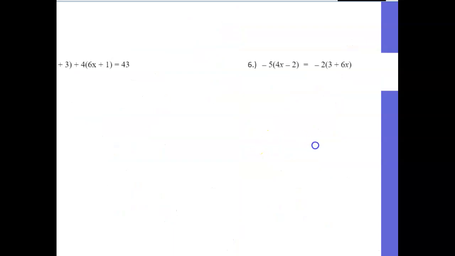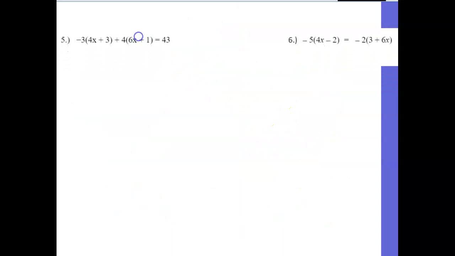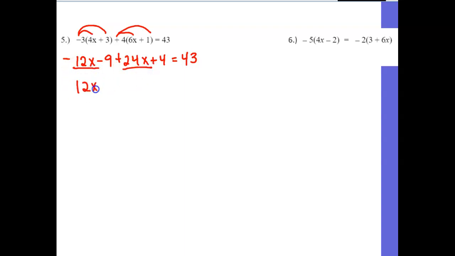Okay, again, this is a little off with the lining up. There we go. I'm going to start in this case by distributing twice. So I get negative 12x minus 9, and then I get plus 24x plus 4, and that's equal to 43. I combine my like terms. So I get 12x minus, and whoops, I can actually combine a negative 9 and a positive 4. So I get 12x minus 5 is 43.